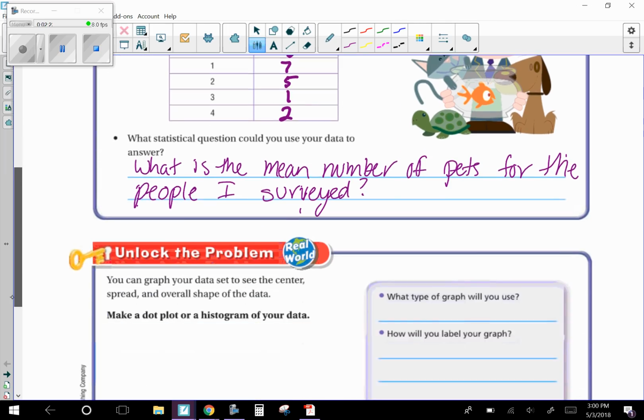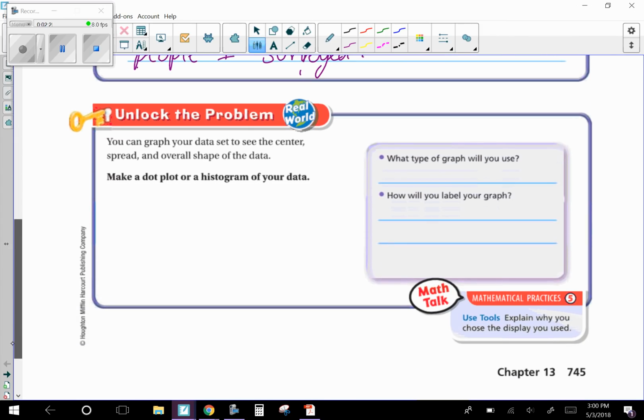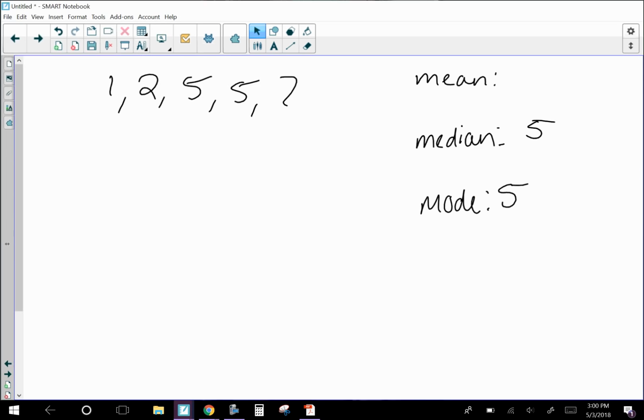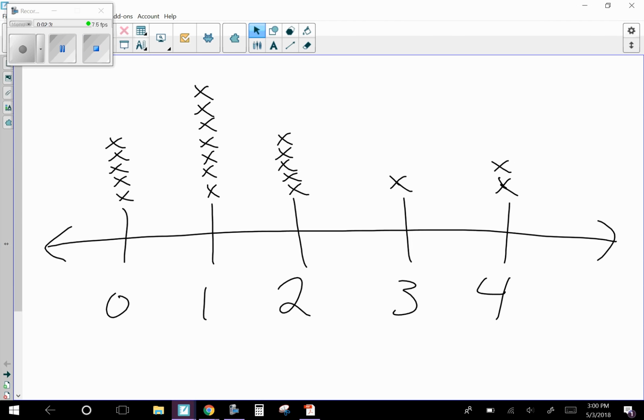So then if we look over here, unlock the problem. You can graph your data set to see the center, spread, and overall shape of the data. Make a dot plot or a histogram of your data. I already did that here, so you didn't have to watch me do that. But all I did was, if I have the number of pets for 0 through 4, those are my numbers down here, 0 through 4. Then I had to just go through and put the frequency.